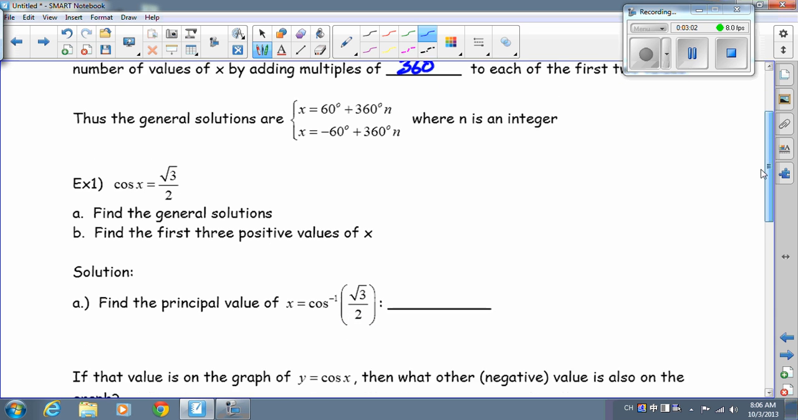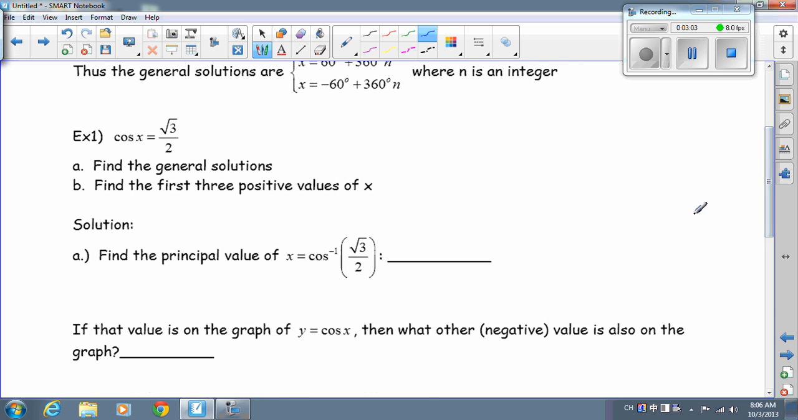Let's look at when the cosine of x is equal to square root of 3 over 2. We will be looking for the general solution and the first three positive values. Let's start with the principal value. Cosine is made from the adjacent and the hypotenuse. This is a 30, 60, 90 degrees triangle in the first quadrant, with an adjacent of square root of 3, so we have a 30-degree angle, or of course pi over 6.